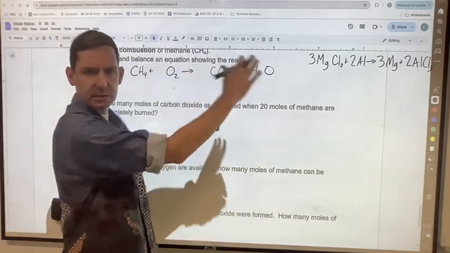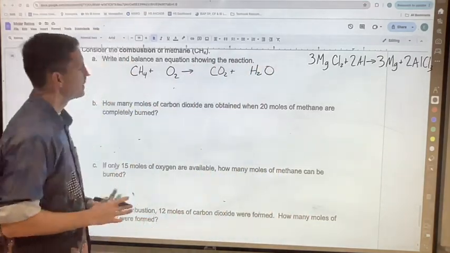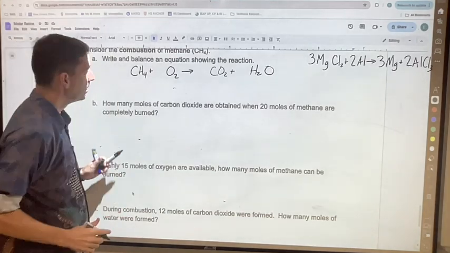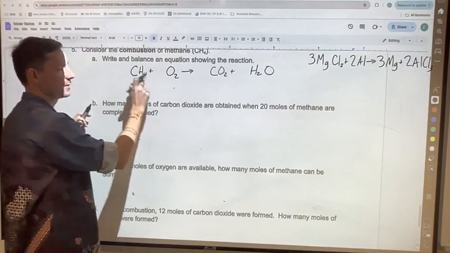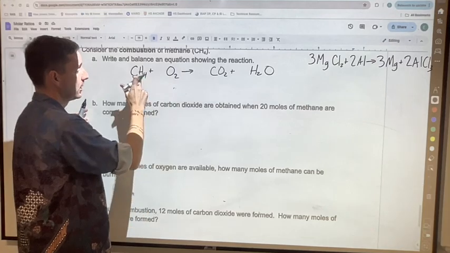Now these two, of course, can be switched. It can be water, carbon dioxide. The order over there doesn't really matter, okay? But we do need to balance this from here. So from this point, I look at the C's. I see I got 1 carbon. I'm okay with that. I look at the hydrogens.